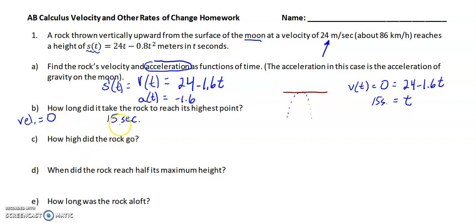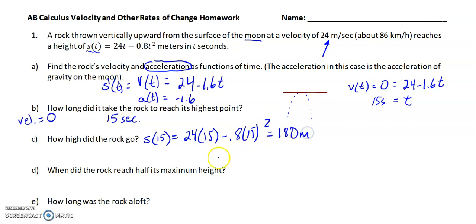How high did the rock go? Well, when is it going to reach its highest point? We just figured that out. It happens at 15 seconds. What is its position at 15 seconds? It's given by plugging the 15 into that position function. So we can do 24 times 15 minus 0.8 times 15 squared. I think it came out to 180 meters.